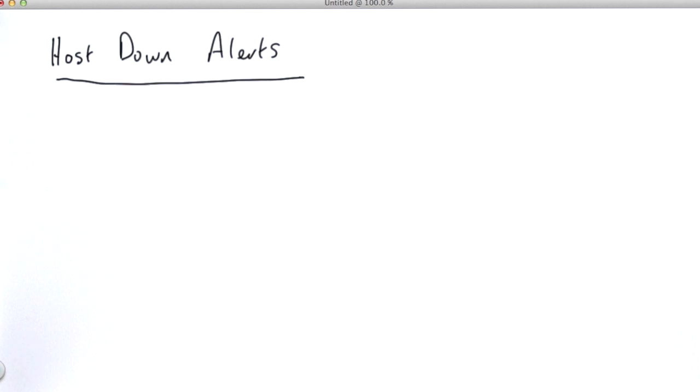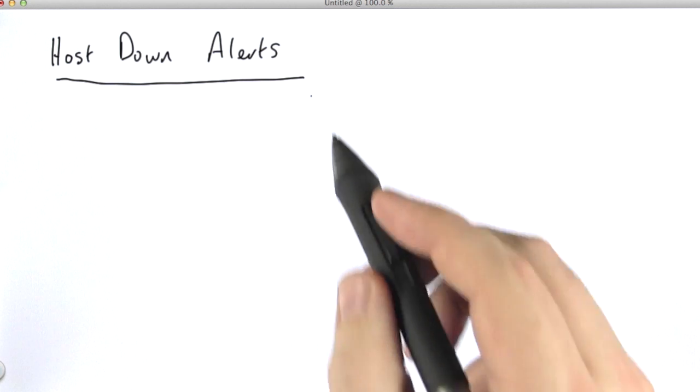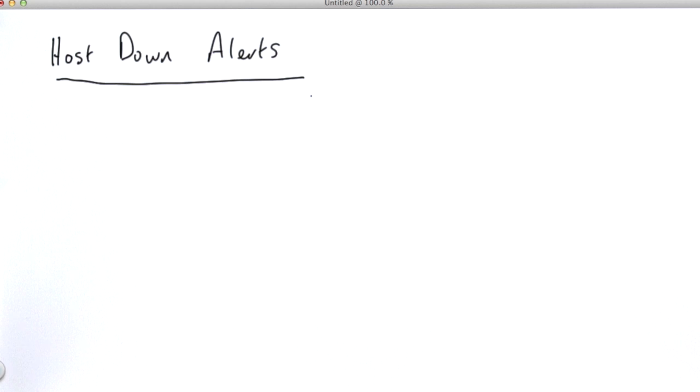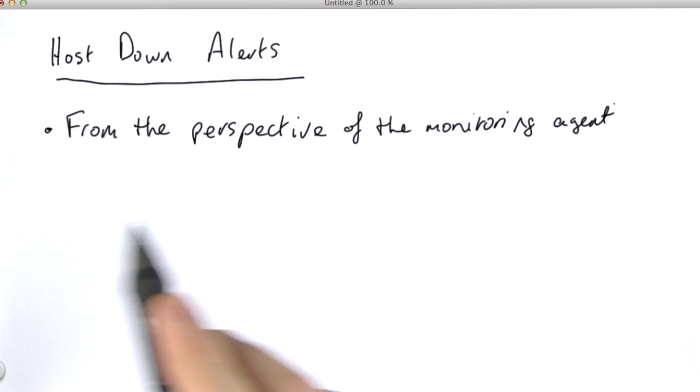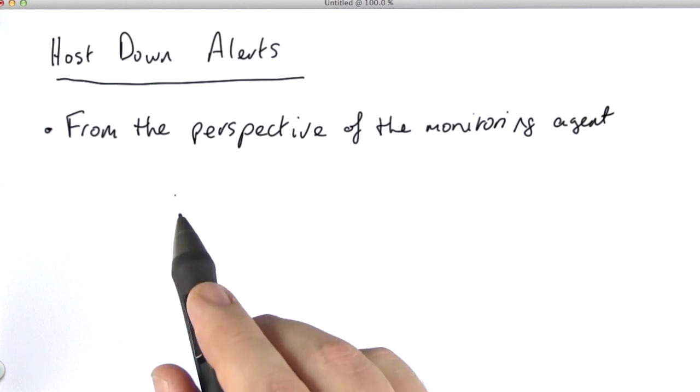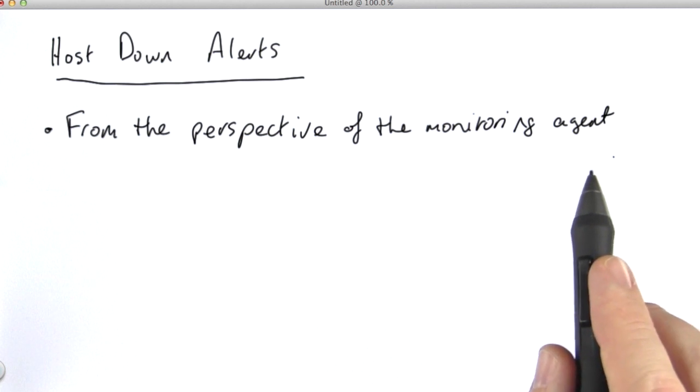Host down alerts. Why am I covering these specifically before we get into a general alerts section, which will be coming on later in the course? We'll talk about the best alerts to configure, etc. I'm just going to talk about host down alerts first because these are configured by default. You'll get a host down alert when a node goes offline. But there is a key piece to this. The key piece is that the host down alert is from the perspective of the monitoring agent.